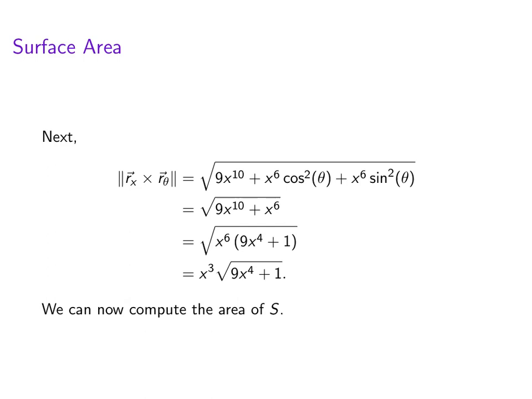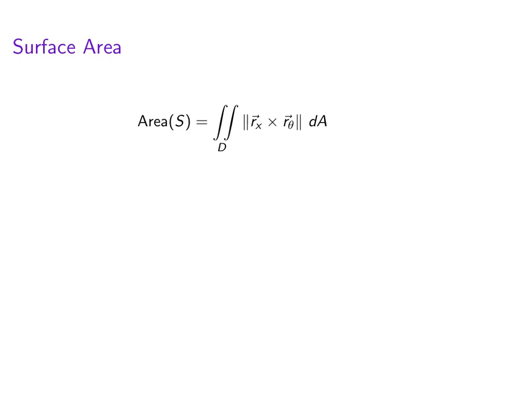All right, now we're ready to compute the area of S. So we're going to compute the area. It's the double integral over D of the length of r_x cross r_theta. And so when we write this down as an iterated integral, we'll get the integral from 0 to 2 of the integral from 0 to 2 pi of x cubed square root of 9x to the 4th plus 1 d theta dx. It's a nice integral. The bounds of the integral are all numbers. There's no theta inside the integral.